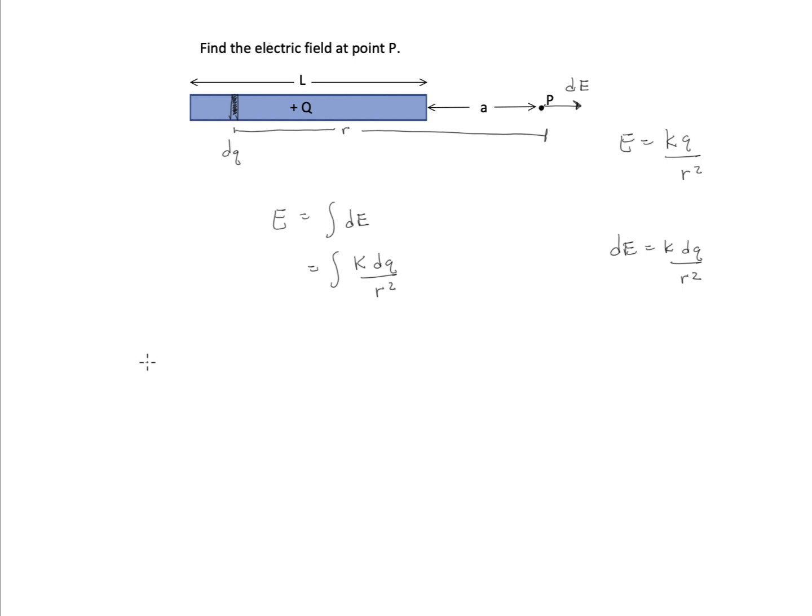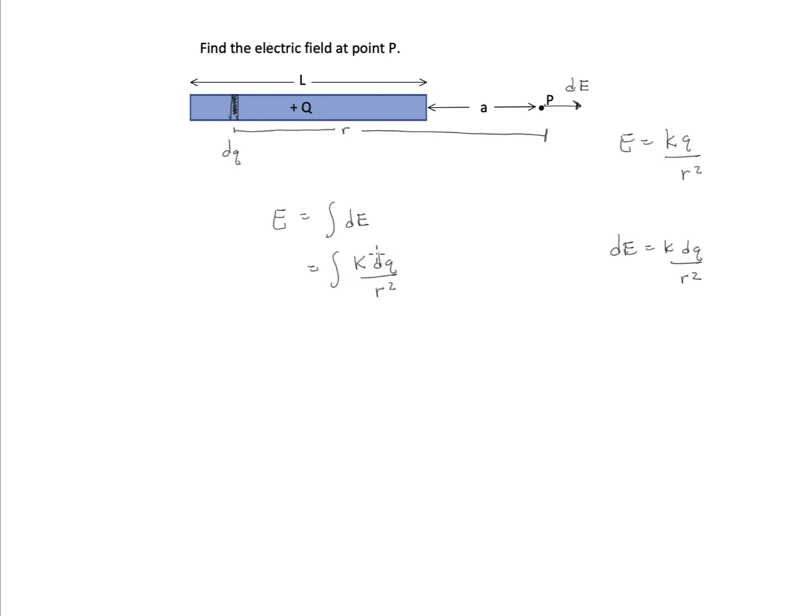R changes, so we can't do this integral yet. We have our integral in terms of dq, but we also need to account for the fact that r is changing. So in order for us to solve this integral, we need all of our variables to be in terms of a single variable. So how do we do that?